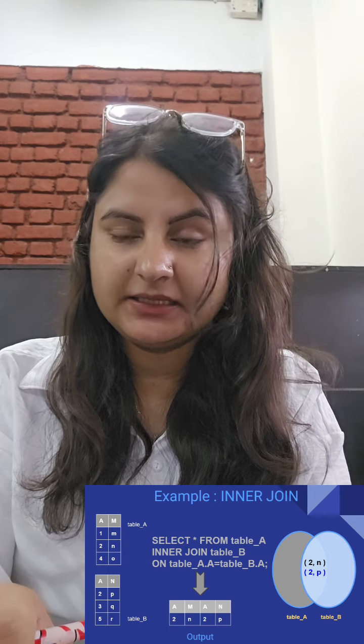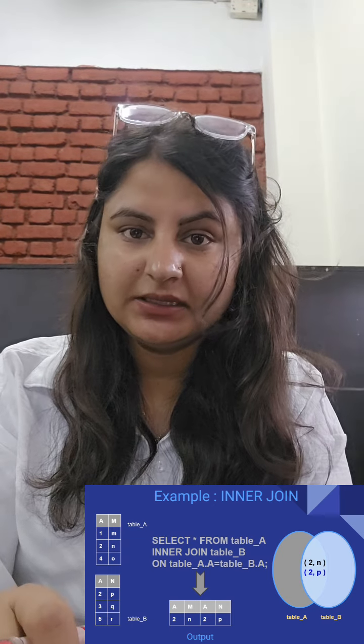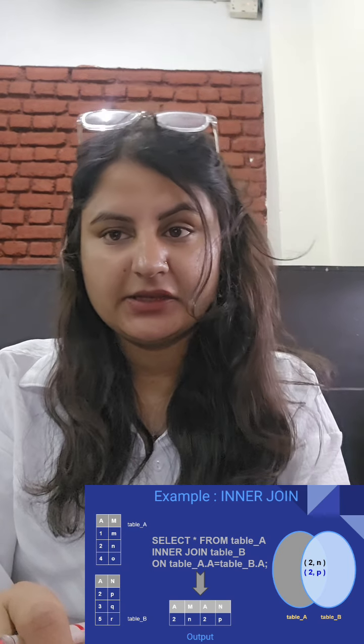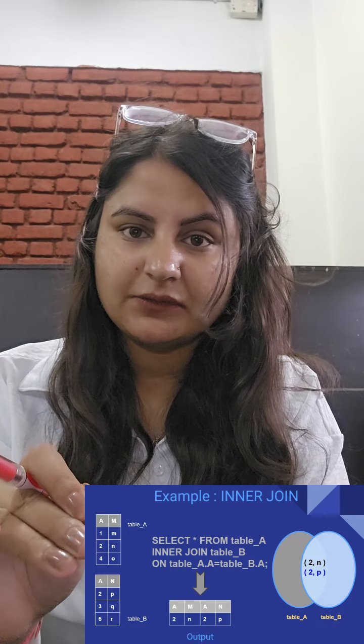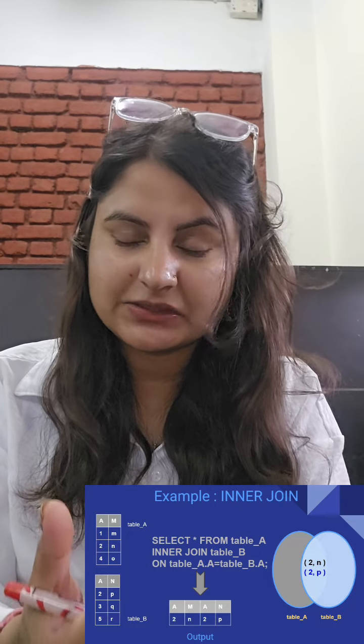Now we have the categories here. First one is the equijoint, theta joint, and natural joint. In case of equijoint, we use the equal symbol for comparison. In case of theta joint, we use a conditional join, with conditions other than the equal symbol.